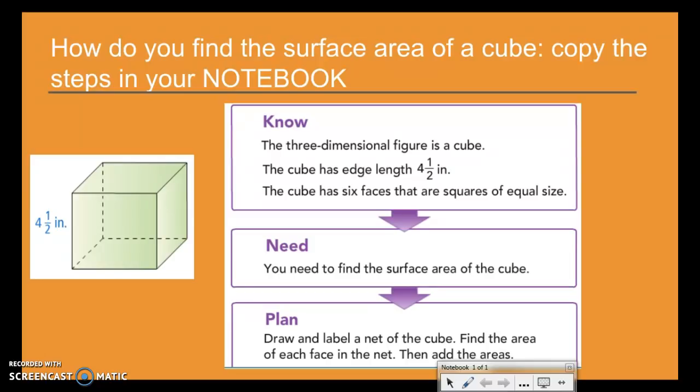So what we need is to find the surface area of this cube. And what our plan is going to be is to draw and label a net for the cube so we can find the area of each face of the net. Then add all the areas together. So pause the video and copy this down and then push play when you think you've got it.